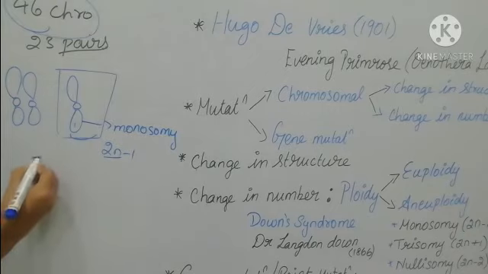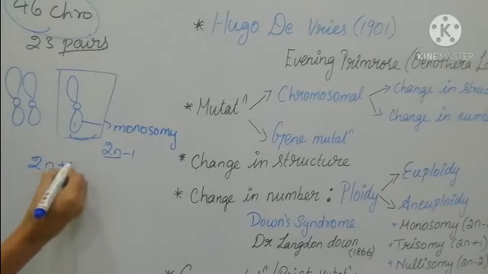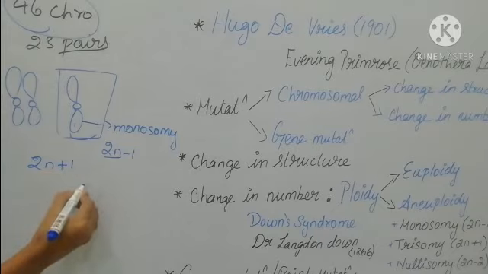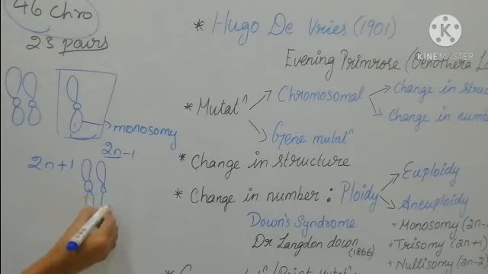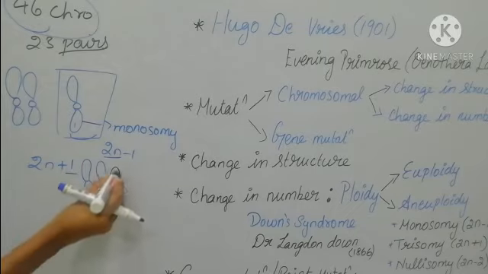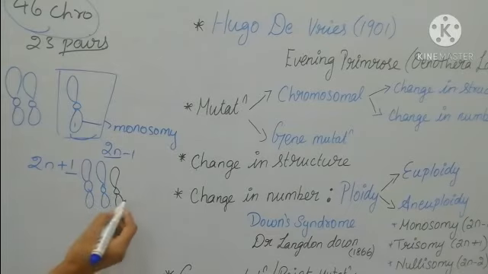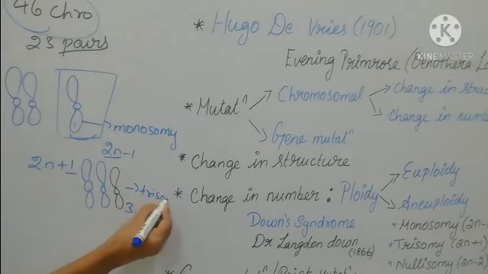Trisomy is the condition of 2n plus 1. Two chromosomes are present in a single set, and one chromosome gets added. So how many chromosomes are there now? 3 chromosomes. That condition is called trisomy. Next is nullisomy.